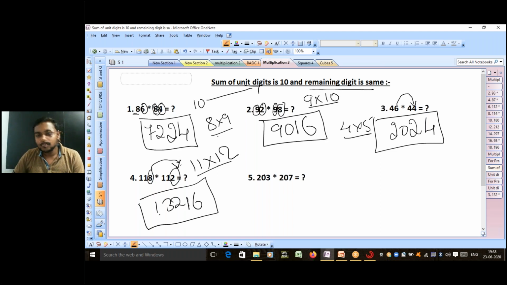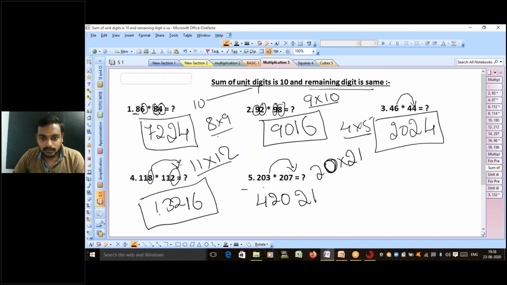Then 203 multiply with 207. Observe the number. Here the sum of unit digit is 10 and the remaining digits are same, that is 20, 20. 7 3s are 21. We have to take the next number, that is remaining number, multiply with the next consecutive number, 21 into 2, which is equal to 420. So 42,021.